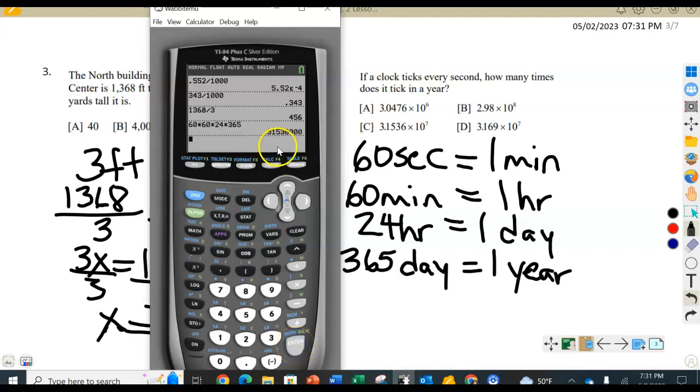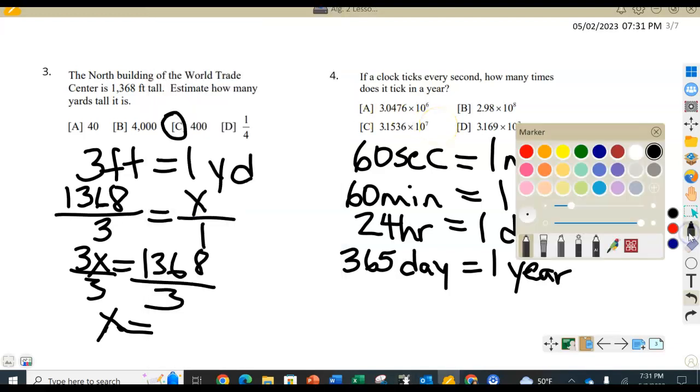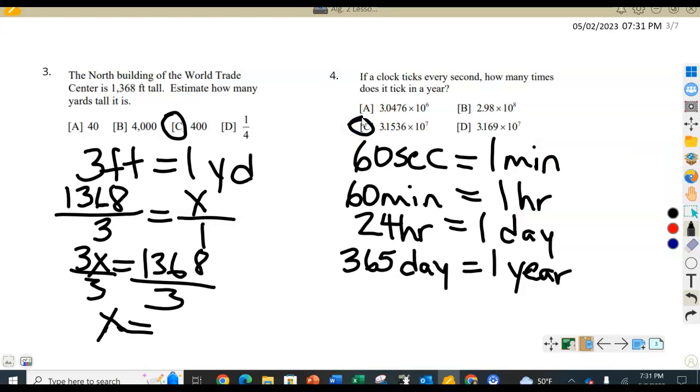All right, so that's going to give us this number here. Remember, scientific notation is a number between 1 and 10 times 10 to some power. So if we have a number between 1 and 10, it's going to be 3.1536. Okay, let's see if that's to the 7th power. So it'd be 1, 2, 3, 4, 5, 6, 7. So that is going to be your answer here. C will be the answer for number 4.